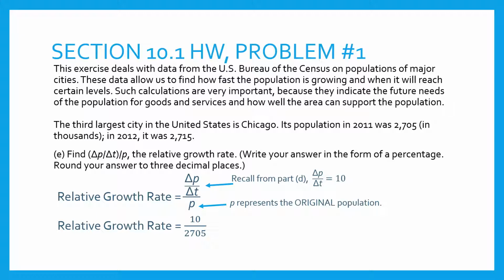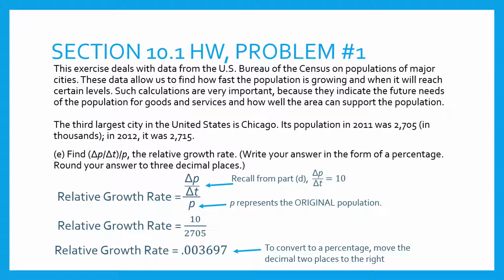Now we just need to plug that into our calculator and see what that gives us. That gives us relative growth rate equals 0.003697. I just rounded it there because I'm going to need to convert it to a percentage and then round to 3 decimal places. Okay, so recall that in order for us to convert this to a percentage, if we're starting with a decimal, we need to move the decimal 2 places to the right.